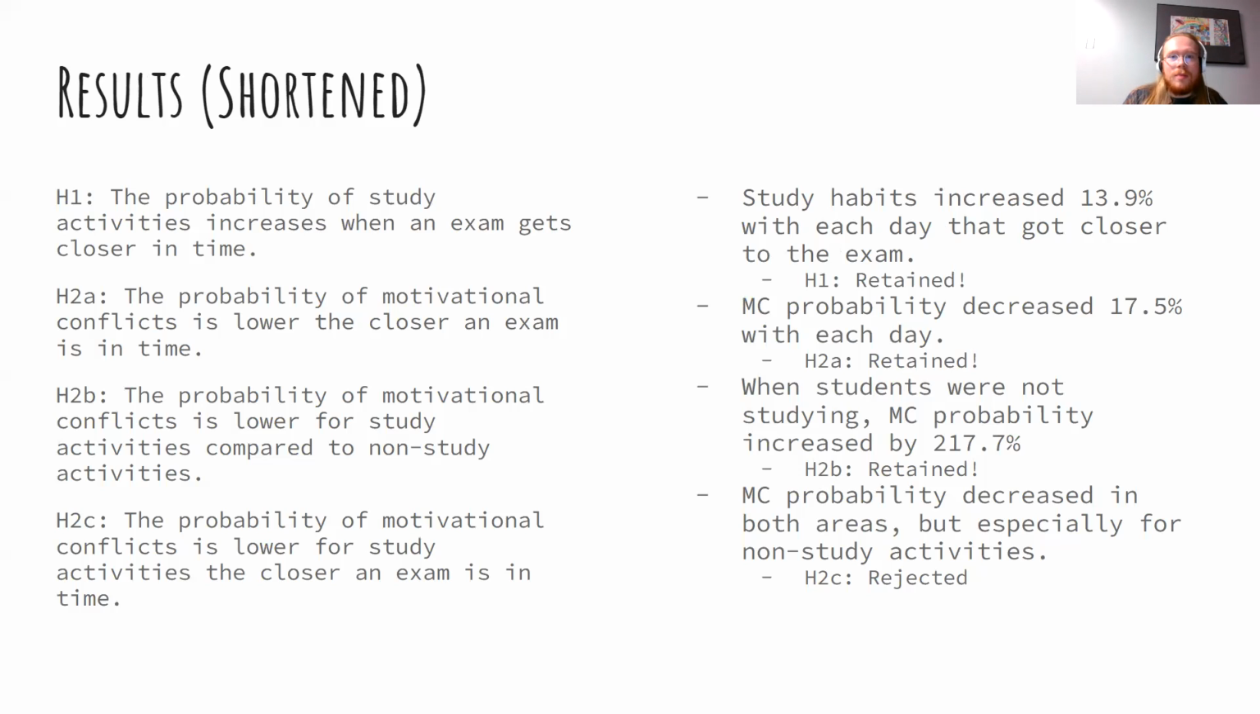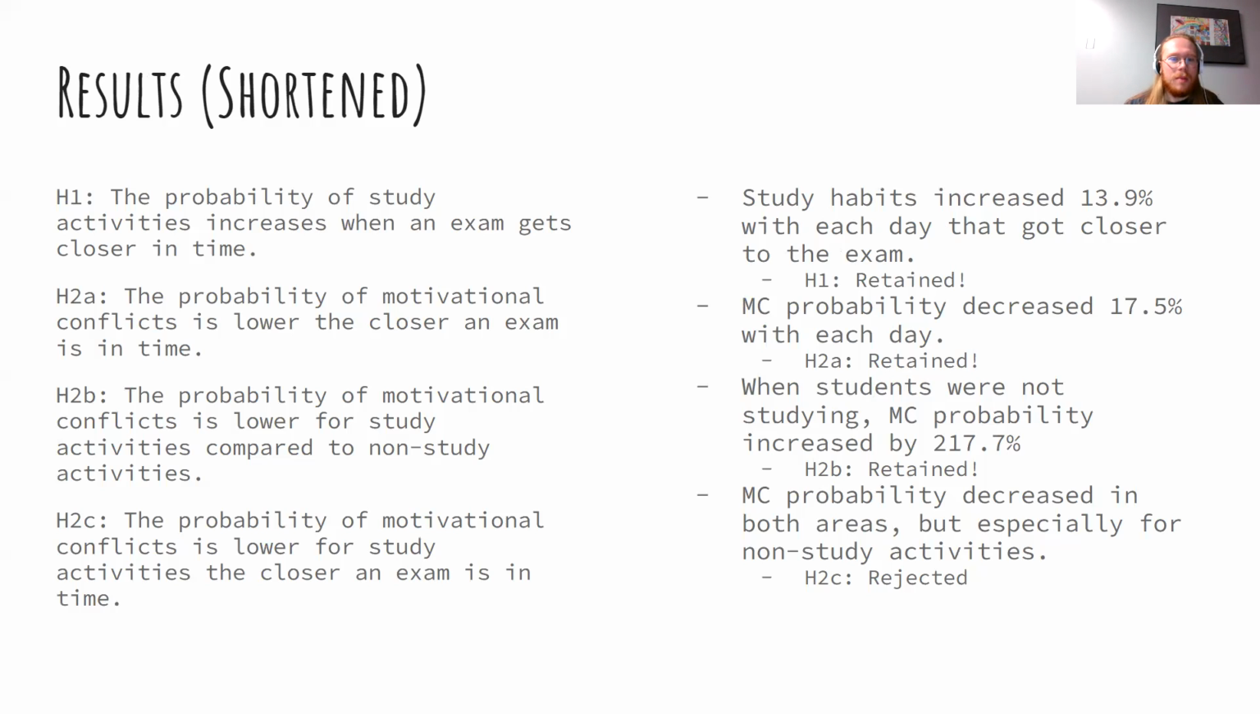Okay, so for the sake of this presentation, I got rid of the entire third set of hypotheses. I'll get into that later. So the first hypothesis is just one singular one. This said that the probability of study activities increases when an exam gets closer in time. This is retained, and this is pretty obvious. Why? Habits increased about 14% with each day that the exam got closer.